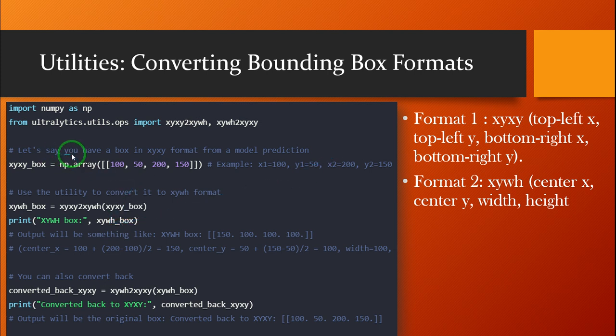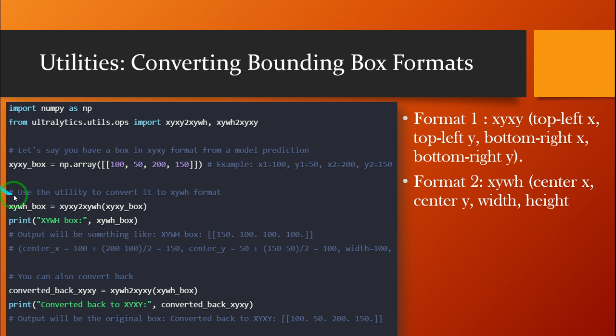And next, let's say we have a box in xy format from a model prediction. So we are providing that value. We create a sample box right here as a NumPy array. It is a list of lists, as we can see from the two brackets. This makes it possible to create multiple boxes, because we can have different dimensional values. So we have a two-dimensional array here.